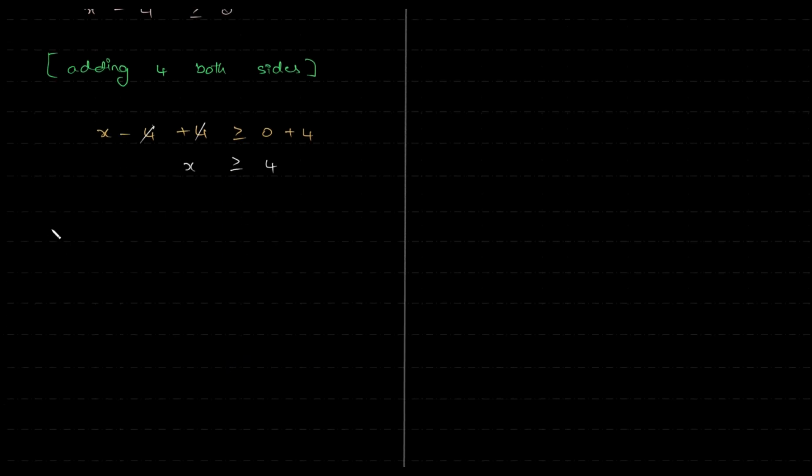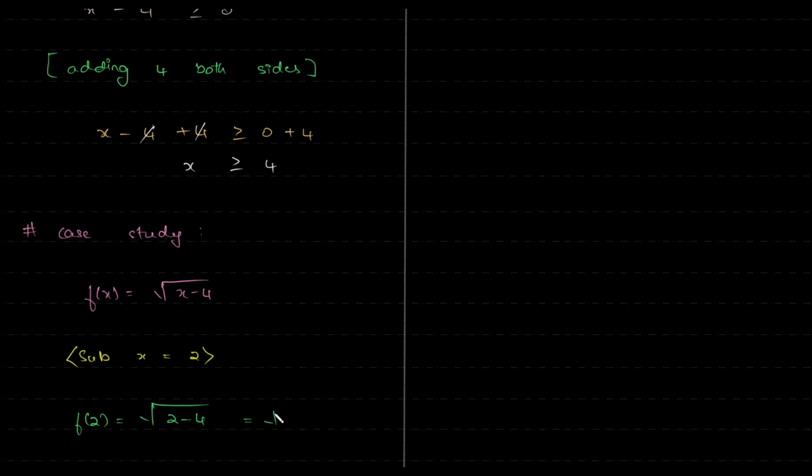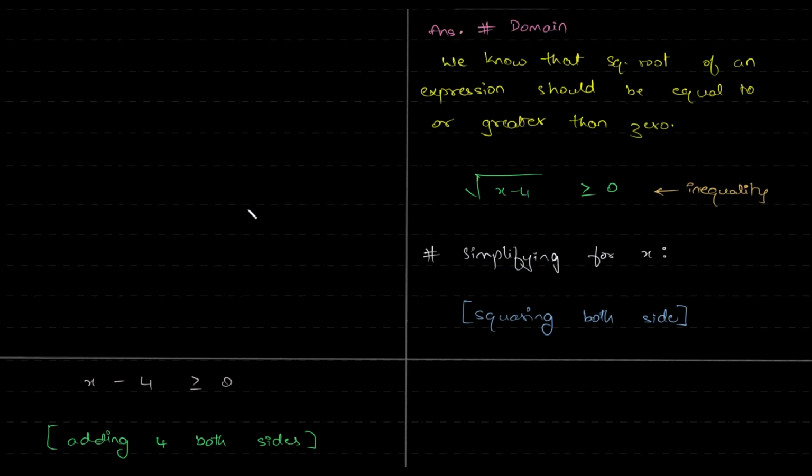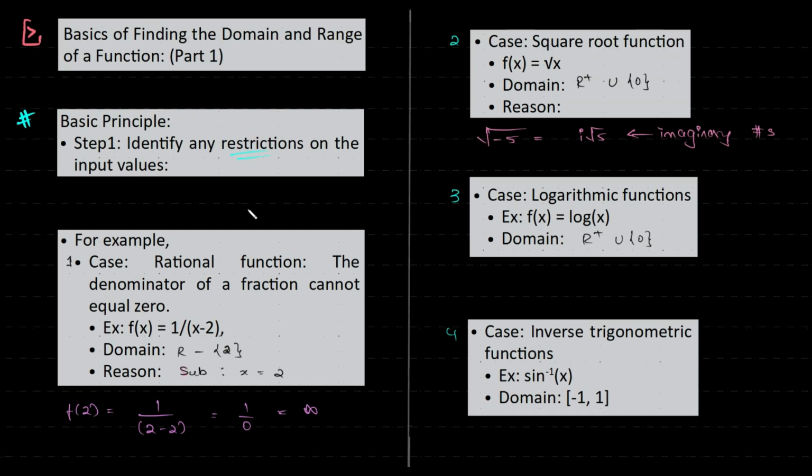So let me take a case study. We have f of x is equal to square root of x minus 4. Let's substitute x is equal to 2. And now we have f of 2 being equated to the square root of 2 minus 4, which is the square root of minus 2, which is not a real number, right? It does not belong to the real numbers. Thus, it's not a valid input. Okay, guys. So such is the nature of solving, or this is what you have to do basically.